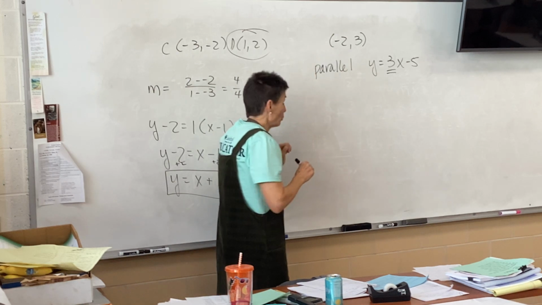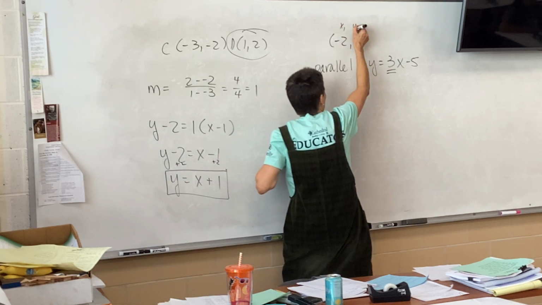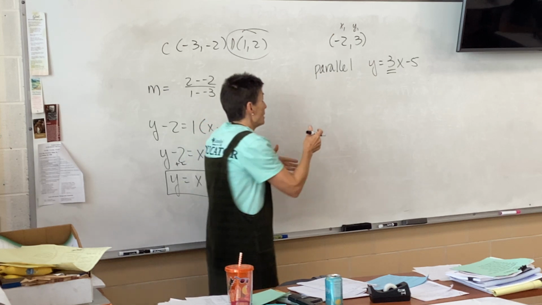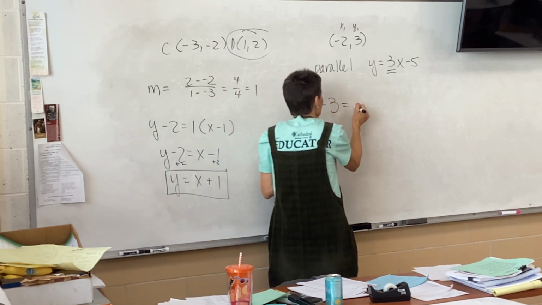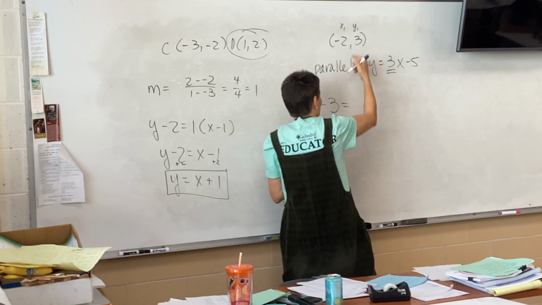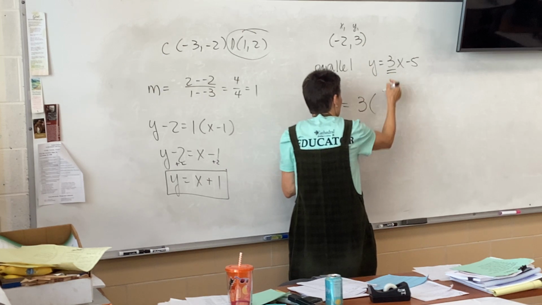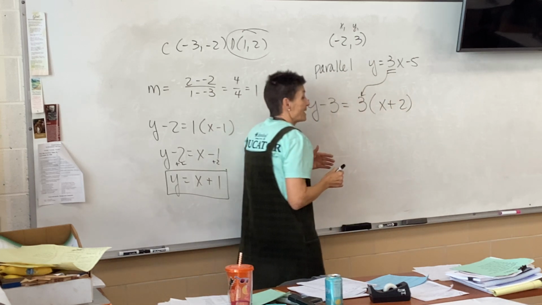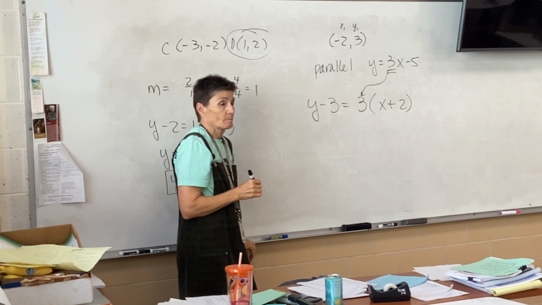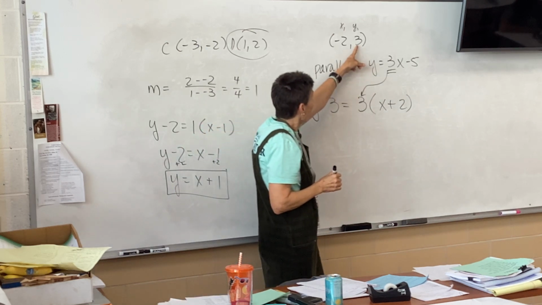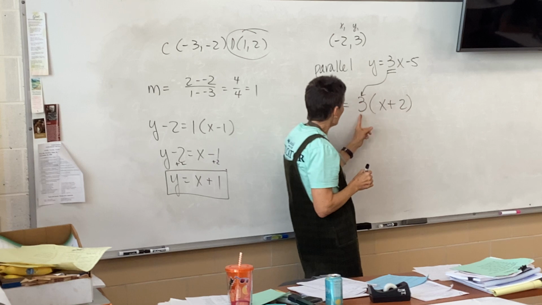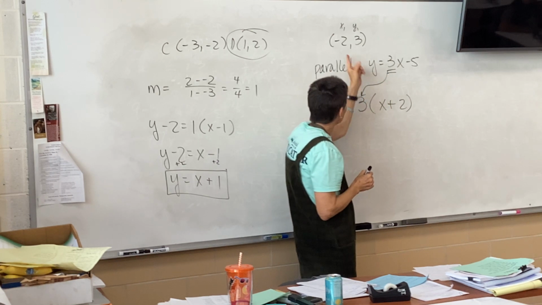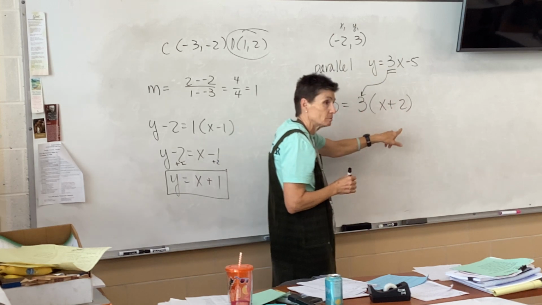Now you don't have a choice. This is your x1, y1 right here. That's your point. That's the only one you have. So y minus 3, that's that 3, equals 3, that's this 3 right here, x plus 2, x minus -2. So y minus my y equals my slope, which I know has to be 3 because it's parallel, x, this is actually minus a -2.